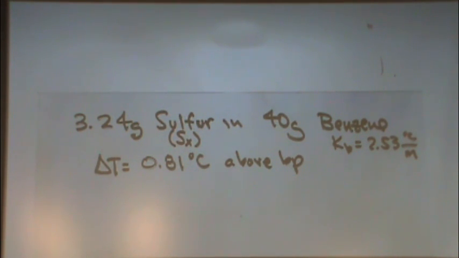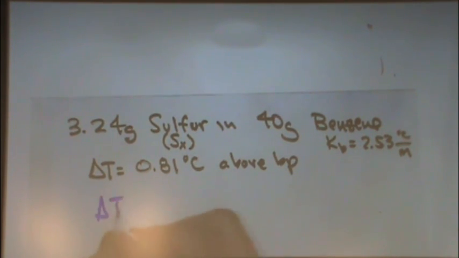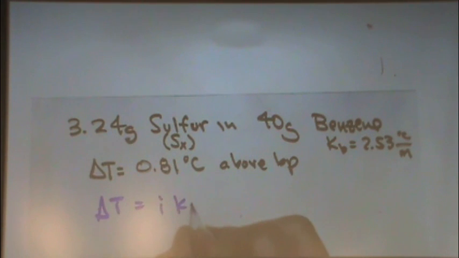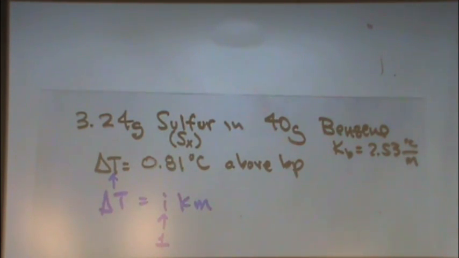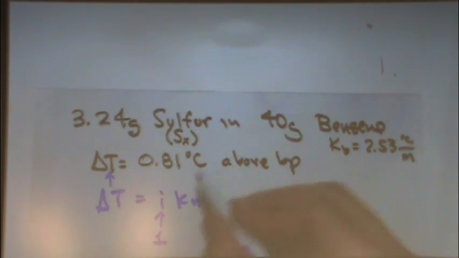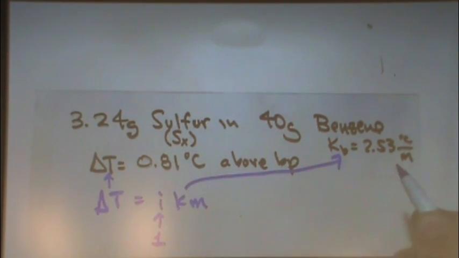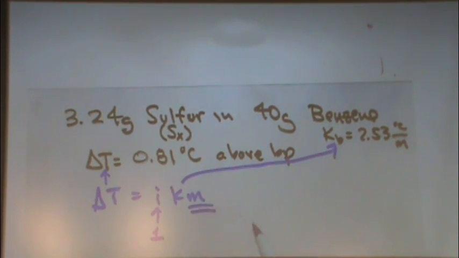Okay, let's try that. So, delta T equals i K m. Delta T is right there. What's i? Anybody? Just 1, because these are all molecular compounds. There's no ionic compound here. Sodium chloride would be an example of ionic, where there's a metal. K is given. It's right there. And then we're going to solve for m.